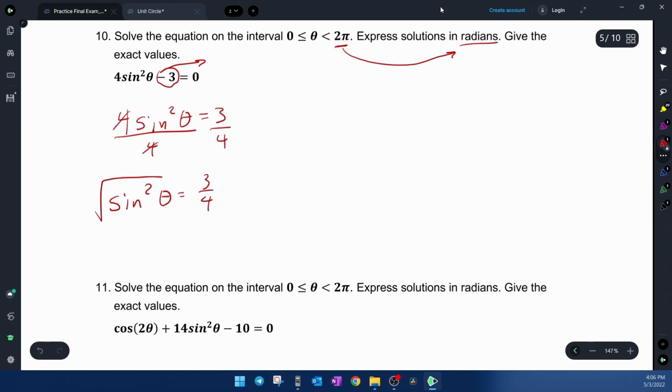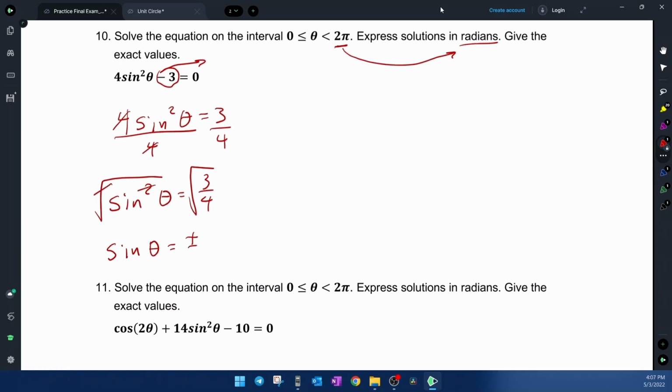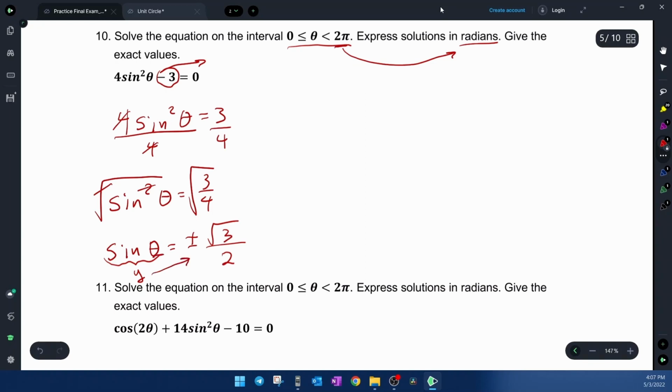And then to get rid of the squared, we can take the square root. So that's going to give us sine theta is plus or minus, and then we can take the square root of the top and the bottom separately. So square root of 3 won't square root, but the square root of 4 is 2. And now we can solve this equation knowing that in the unit circle, sine is y. So we need to find all of the angles where the ordered pair has a y coordinate of positive square root of 3 over 2 or negative square root of 3 over 2.